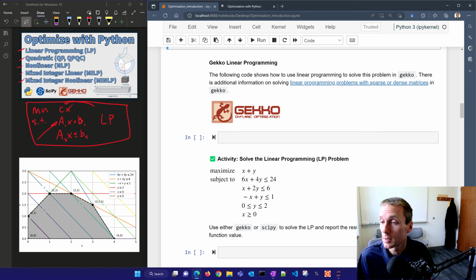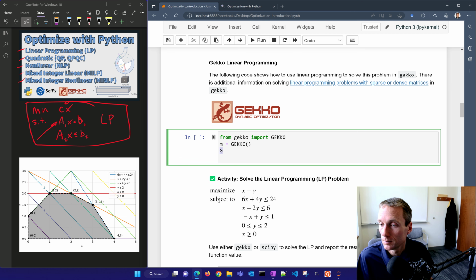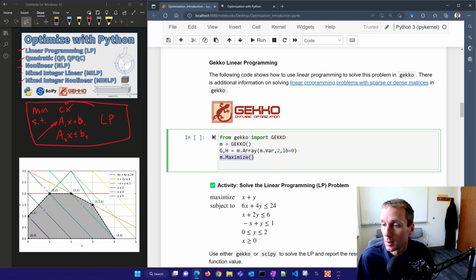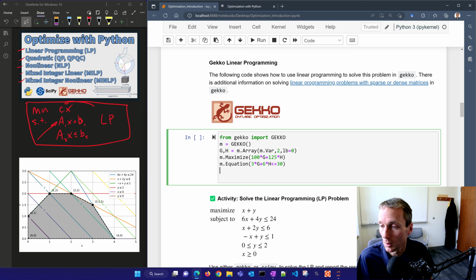Let's solve this same thing with Gekko. All right, import Gekko, create our model, G and H. We're going to create an array of values as variables, and we'll have that array be length 2, and we'll have a lower bound of 0 for each of those. Now we're going to try to maximize 100 times g plus 125 times h. And then we have an equation, 3 times g plus 6 times h is less than or equal to 30.